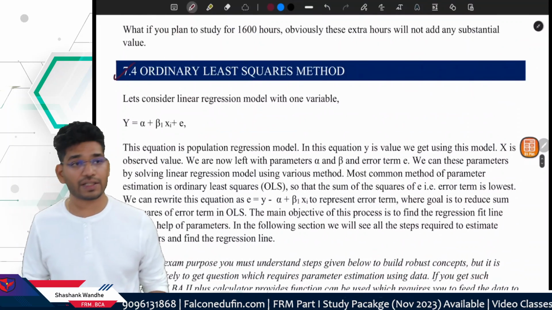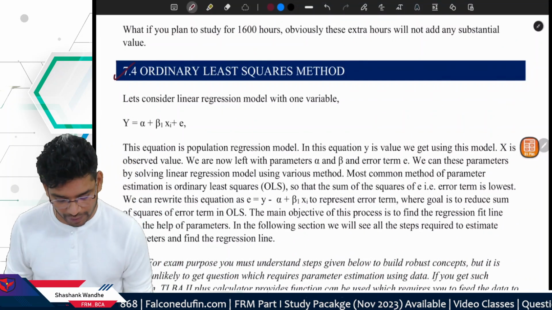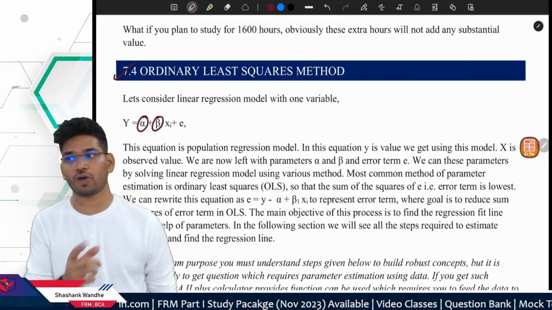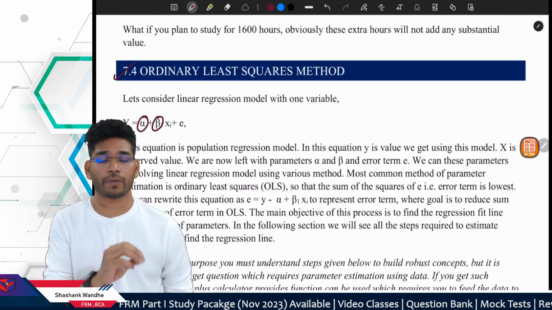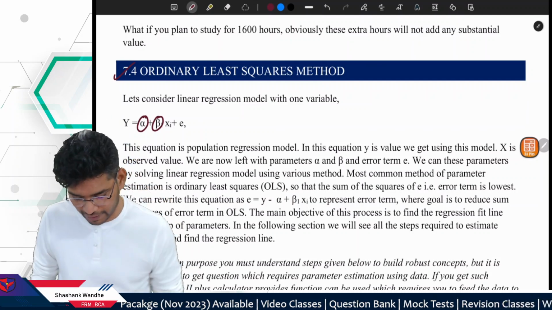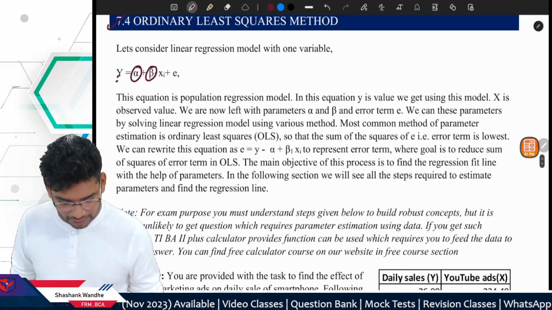Then we have the ordinary least squares method. In the ordinary least squares method, our goal is to identify or calculate the alpha and beta. The error term is observed. You don't have to bother about it. This is provided in the examination. It is not possible for you to calculate the error term. Please remember this. Then y we will calculate.